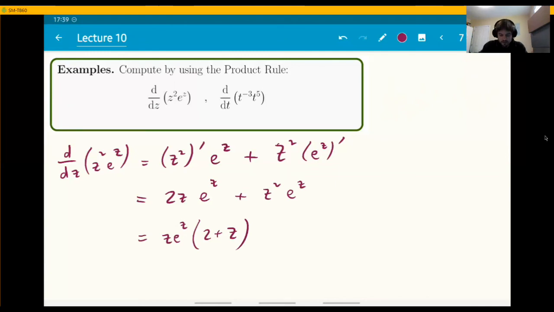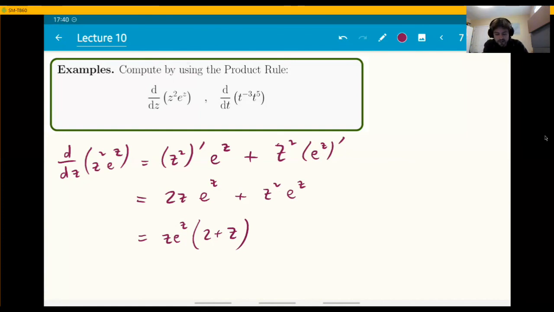Now the next one, if you think about this, it might have been smarter to first simplify the function. Look at this function, t to the minus 3, t to the 5. If you combine these two, you just have t squared. So the function is actually t squared. The answer that we're going to get should be 2 times t. That's the derivative of t squared.